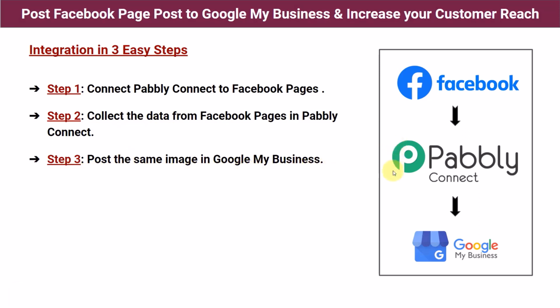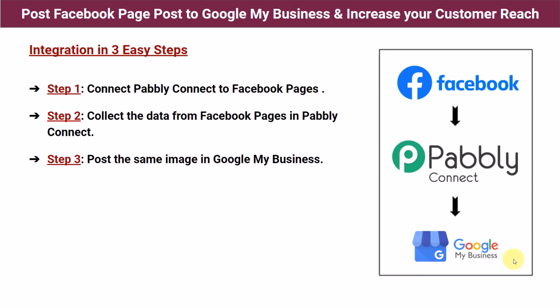So in the final step, the third step, we will be integrating Google My Business with Pabbly Connect, and we will map the same image which we have posted in our Facebook account to the Google My Business account. So the idea here is whenever we post a new image on our Facebook account, automatically that post will be shared in our Google My Business account as well.